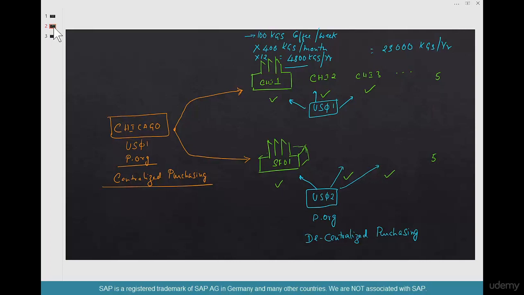So if US01 were to only procure for Chicago, at best, we're going to procure a maximum of 25,000 kilos per year of coffee, just coffee. And say San Francisco also procures 25,000 kilos per year. Combined together, we have a volume of 50,000 per year.